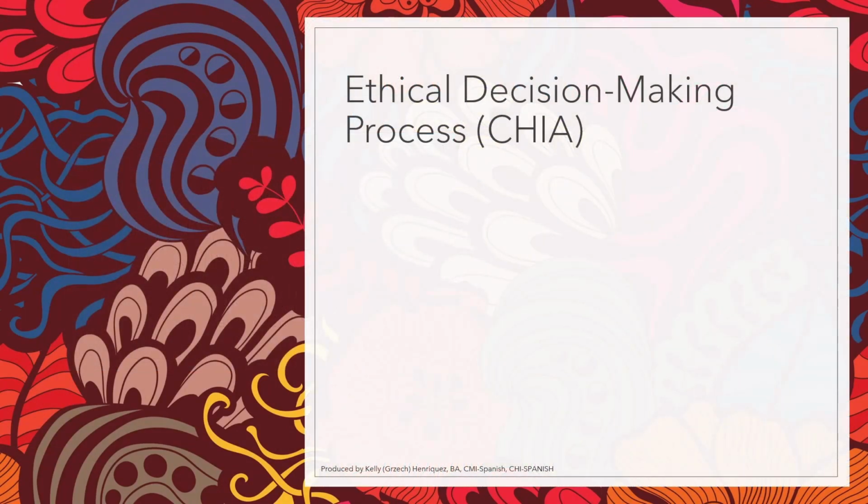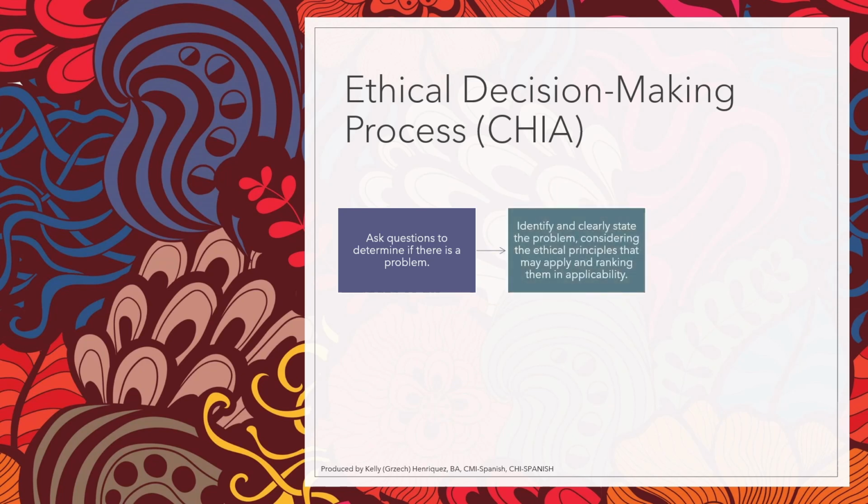So the first step in CHIA's ethical decision-making process, whenever we're faced with an ethical dilemma in healthcare interpretation, medical interpretation, is to ask questions to determine if there's a problem. Sometimes when we do this, we find out that what I thought was a problem is not actually a problem at all. The answer is pretty clear-cut. So you want to ask those questions first.